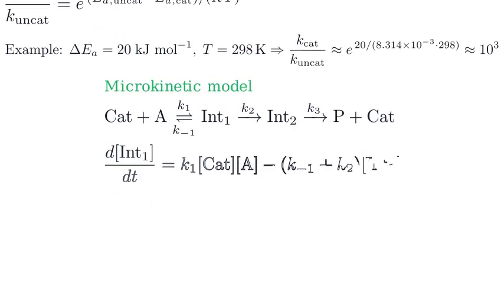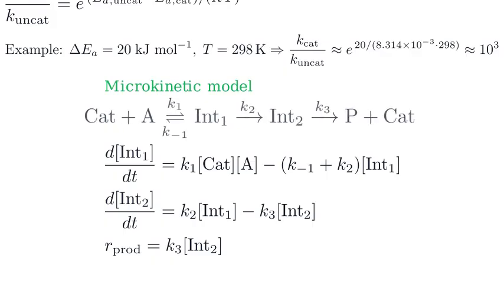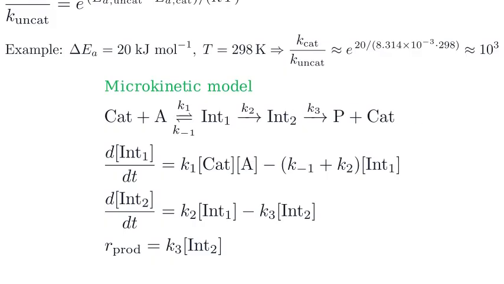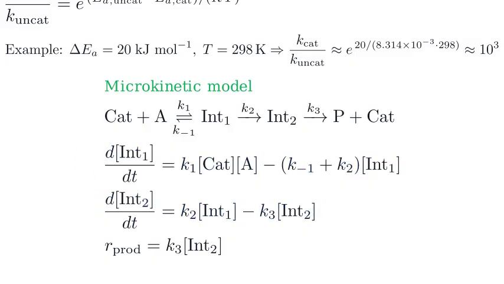To connect energies to rates and selectivity, we use a microkinetic model. We write elementary steps with forward and reverse rate constants. Then ordinary differential equations describe the intermediate concentrations. The product formation rate follows from the last step.